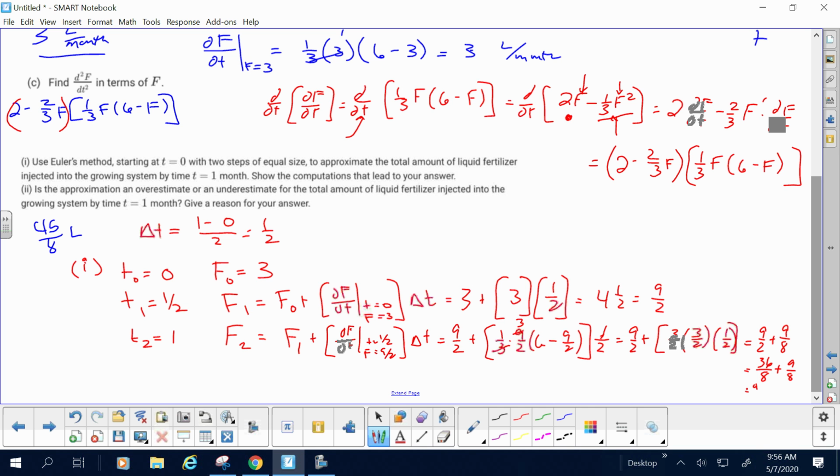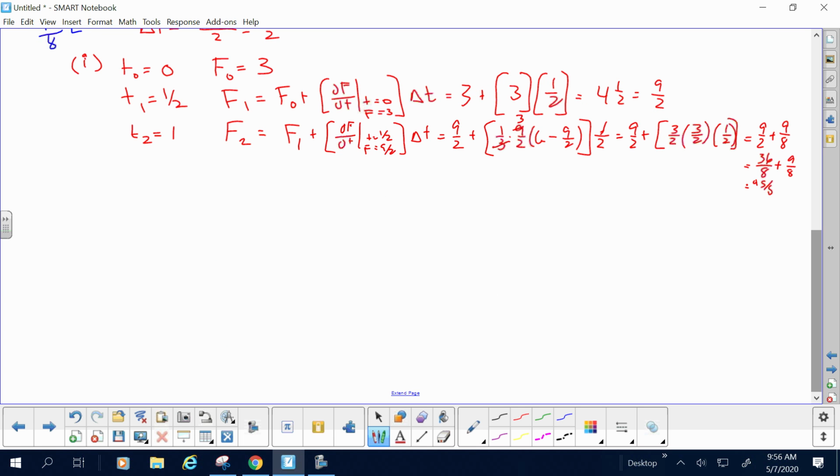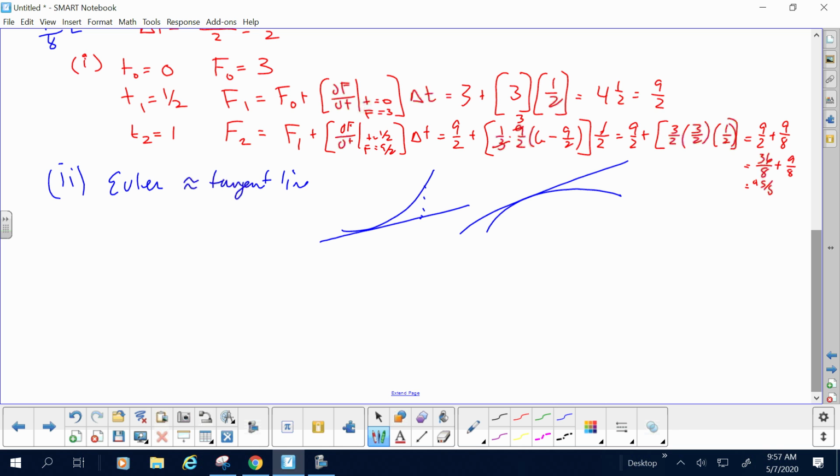All right. And then finally, part 2 is the approximation an over or underestimate? Give a reason for your answer. Over and underestimates in Euler. Euler is like tangent lines. So when you have a curve that is concave up, a tangent line will underestimate. If you have a curve that's concave down, a tangent line will overestimate. So you need to talk concavity.